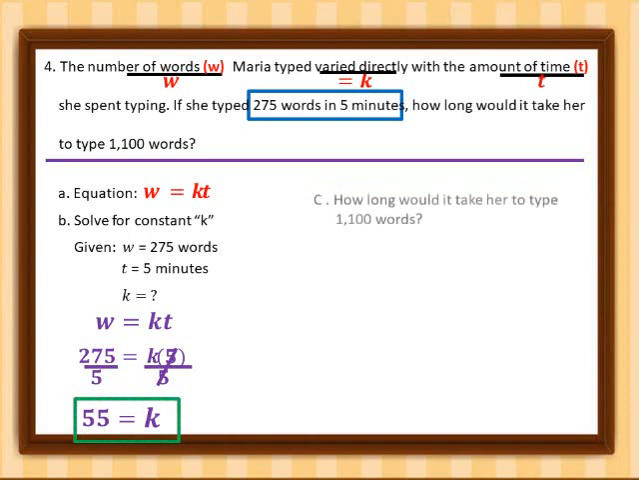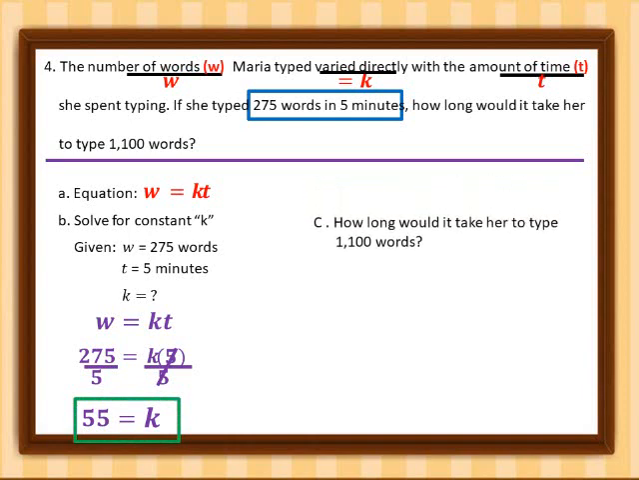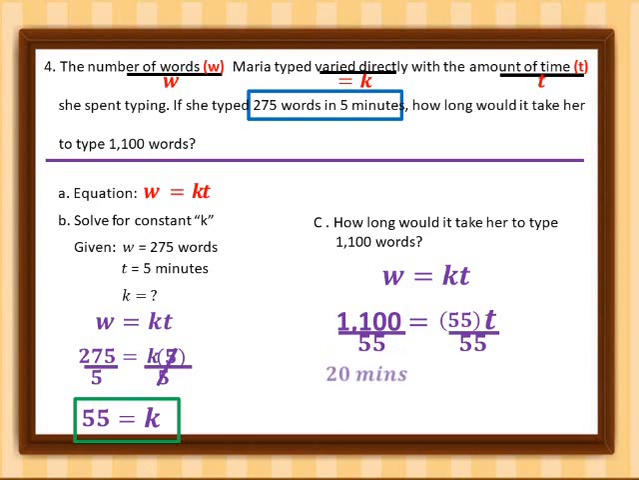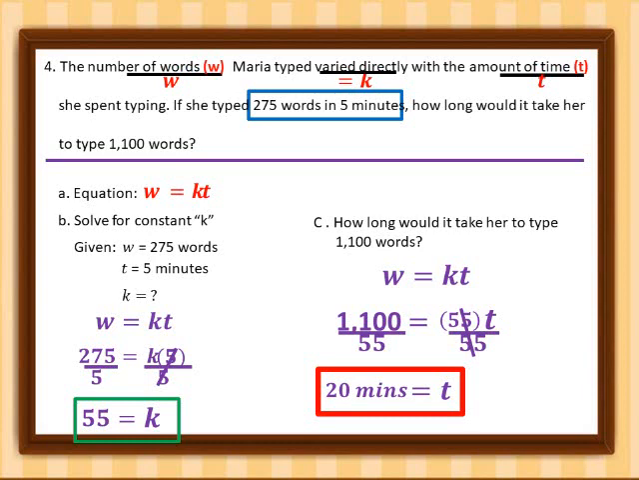Now, how long would it take her to type the 1,100 words? So we are solving for the time this time. Again, our equation is W is equal to KT. How many words? That is 1,100. Our K is 55, and we are solving for the time. Divide everything by 55. So 1,100 divided by 55 would give us 20 minutes. Cancel this, leaving us the time. So therefore, it took Maria 20 minutes to type the 1,100 words.